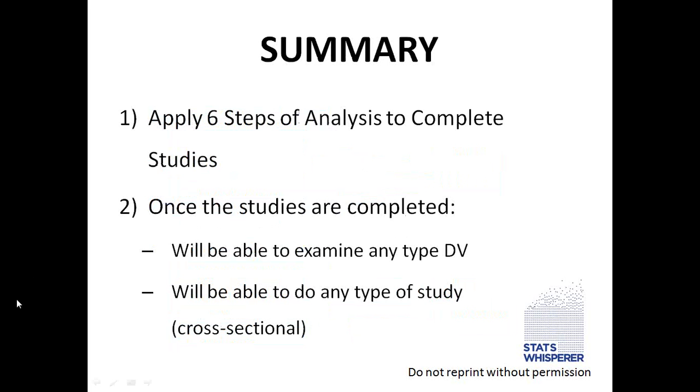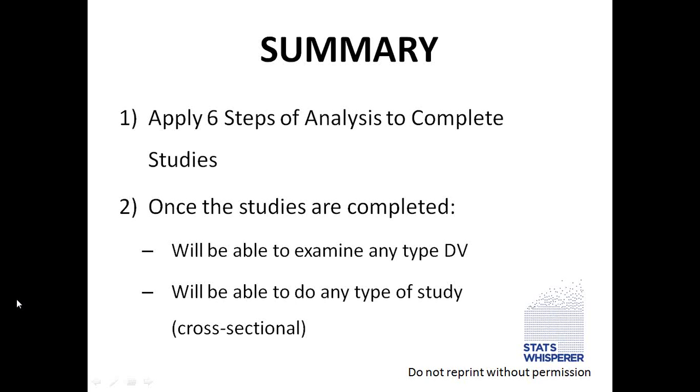So as we said, we're going to apply the 6 steps of analysis to complete these studies. Once the studies are completed, you'll be able to examine any type of dependent variable. You'll be able to do any type of study. And then you'll see in parentheses cross-sectional, because cross-sectional means you have one data point, right? So our outcomes are one data point. So it's not over time, it's not pre and post, right? There's not a pre-test, a post-test, or multiple dependent variables, right? There's just that one moment in time, that one measurement, and that's a cross-sectional study. That's what we're looking at here.